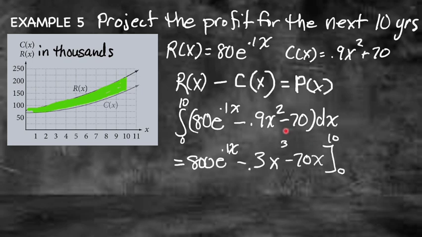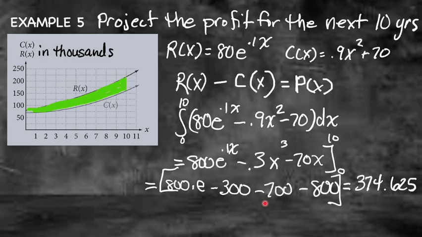When we find the antiderivative, we're going to get 800 e to the 0.1x minus 0.3x cubed minus 70x. Now we're going to evaluate it from 0 to 10. When I plug 10 in first, I have to take whatever I get for 10 and subtract whatever I get for 0. So when I plug 10 into the first term, I'm looking at 800 times e to the 0.1x. When I take 0.1 and multiply it by 10, we're just going to get 1.